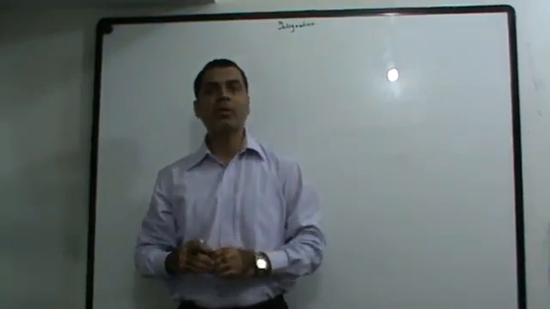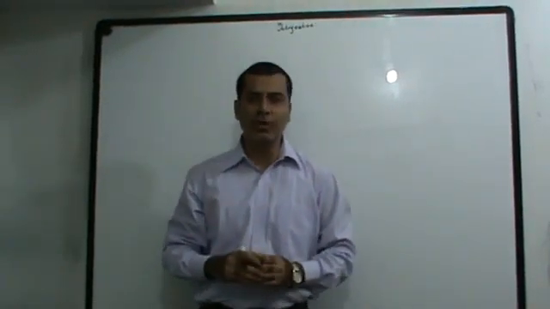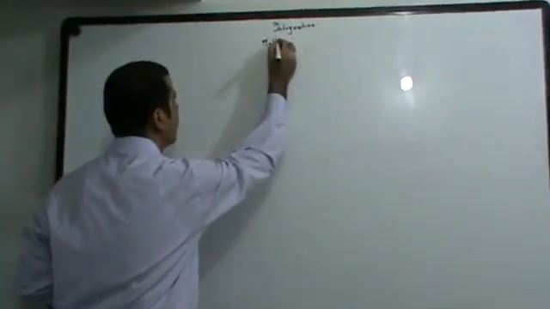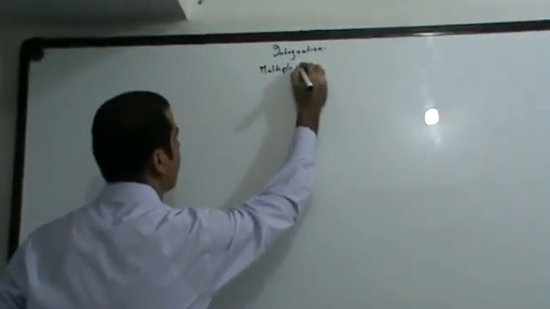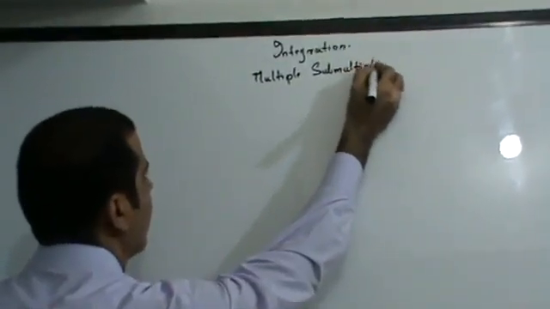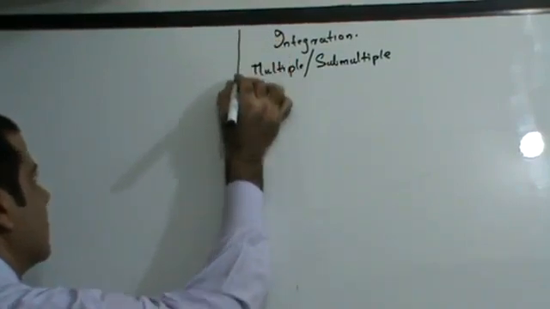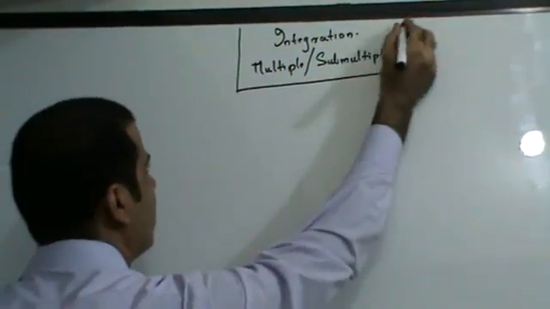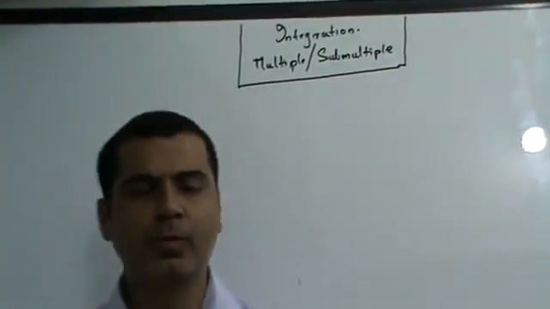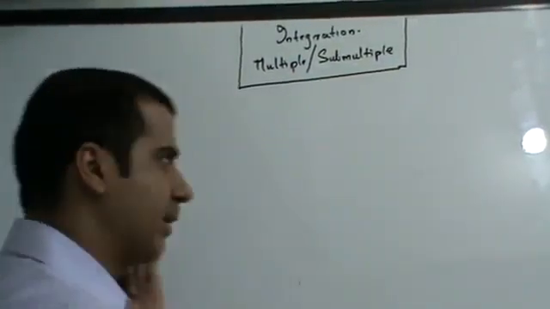Okay, now we are going to start an extremely important chapter of integration, which is called multiple submultiple. As the name suggests, it has been derived from the multiple submultiple angles formula of trigonometry. How do I identify this type?